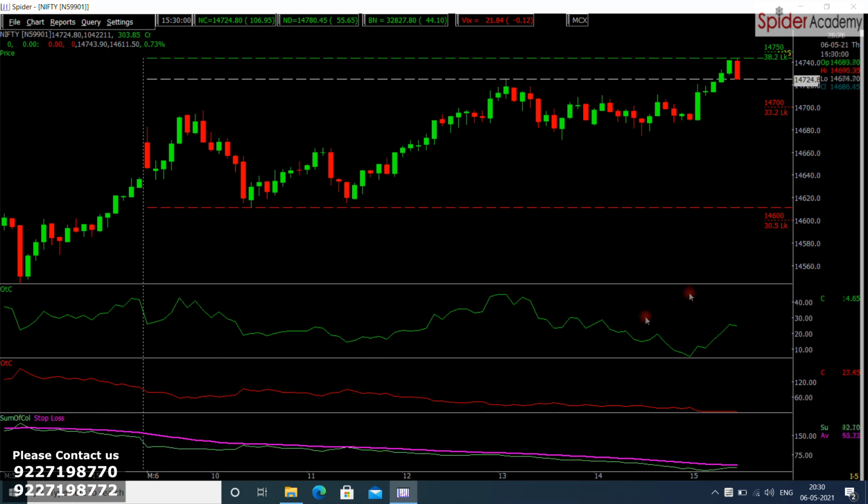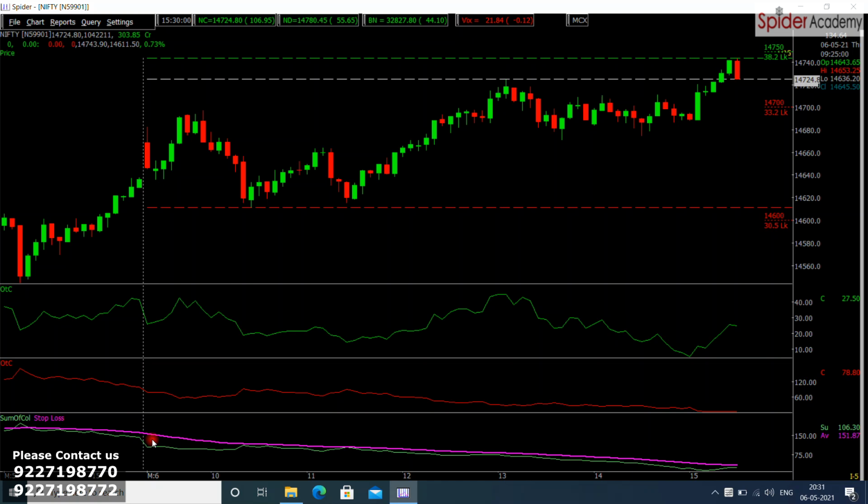This green line indicates 14,700 call options, and the current price is shown in the right side window. This red line indicates 14,700 put options, and its current market price is shown here. Now again I add two more studies. This green line indicates the sum of call options plus put options, meaning 14,700 call plus 14,700 put. This green line is the sum of two data series of options. This pink line is my stop loss line.